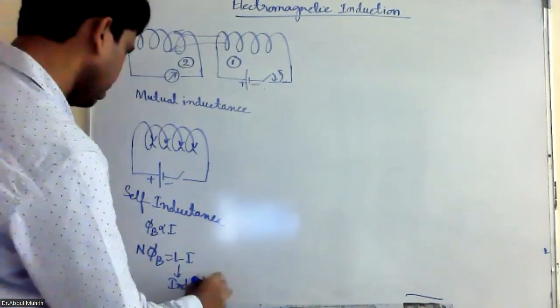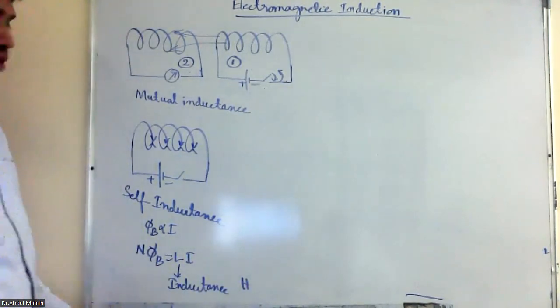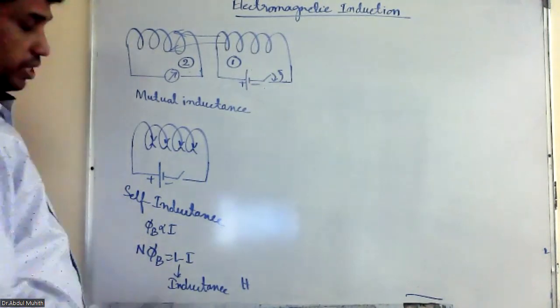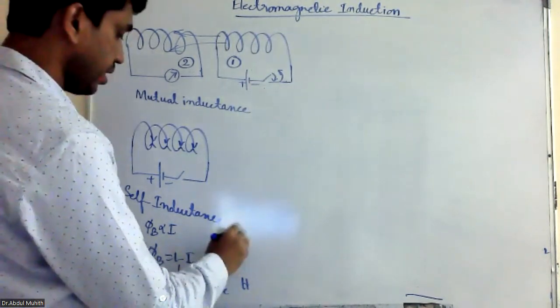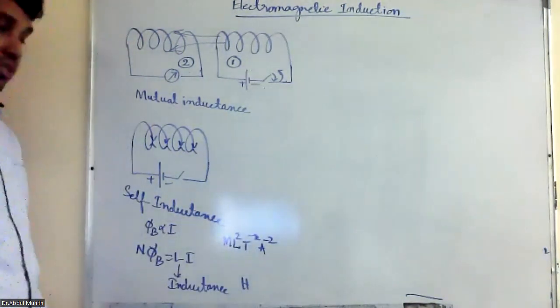It is measured in what? It is measured in Henry, or microhenry, millihenry, and so on. So these are the units. And it's a scalar quantity. The dimensional formula is M L^2 T^-2 A^-2. This is the formula for inductance.